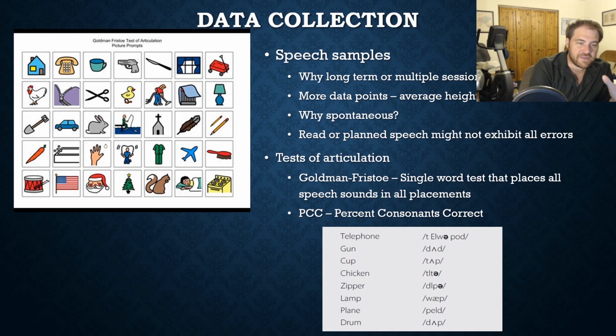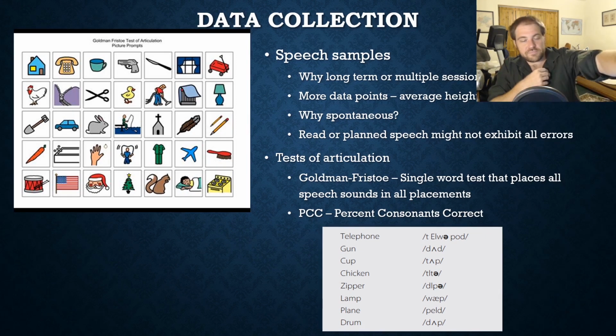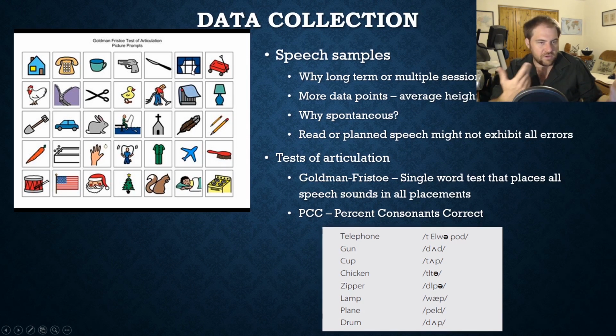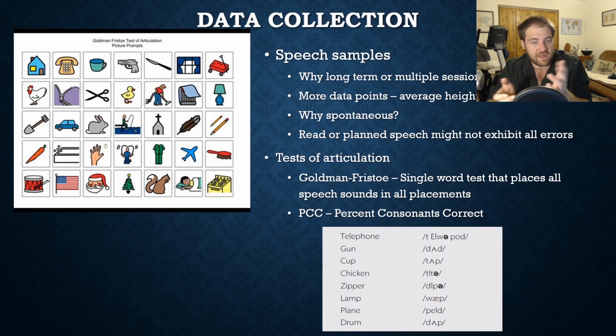And there's a couple different tests of articulation. When Amy Jensen gives her lecture, she's going to show more of the Goldman-Fristoe test and some other tests as well. But essentially, we have these tests of articulation. It's a single word test because what you're going to have people do is, what's this? It's a house, phone, cup, gun, knife, window, like that. And what you're looking for is the production of each speech sound, how well they do with that speech sound.